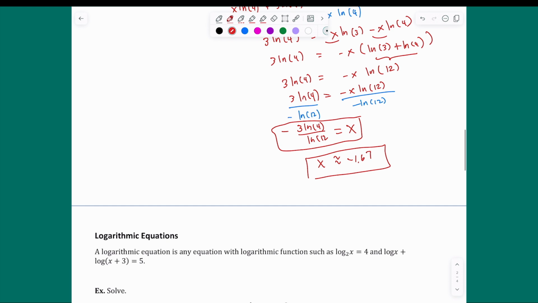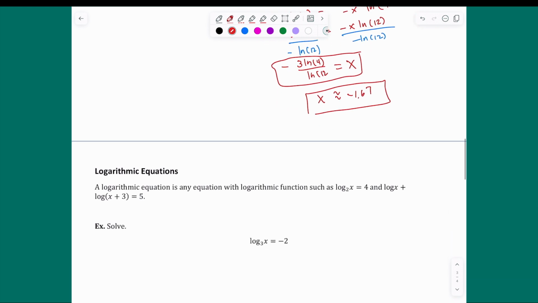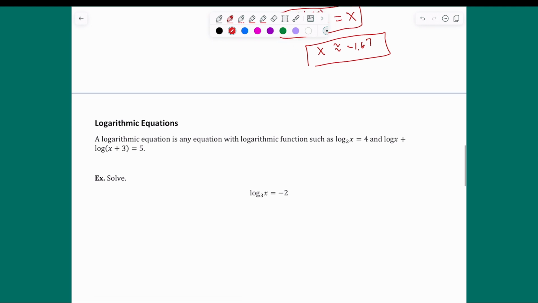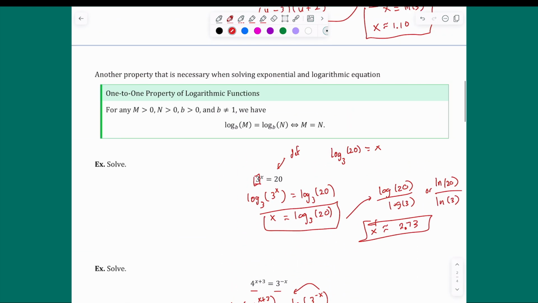Alright, let's move over to now talk about logarithmic equations. So a logarithmic equation is any equation with logarithmic functions, such as log base 2 of x equals 4, or log x plus log of x plus 3 equal to 5. Those are examples of logarithmic equations. So here we have log base 3 of x equal to negative 2.